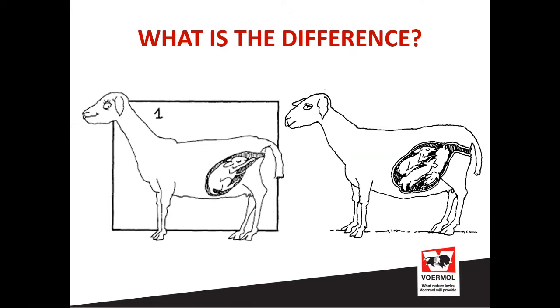So just to point it out, I've got a nice picture here, on your left-hand side, of a ewe with a single lamb, and on the right-hand side a ewe with triplets. So what else can you see there? What difference is there? Obviously, rumen space. So the ewe on the right-hand side has got more lambs. They take up more space, and it's usually at the cost of rumen space.